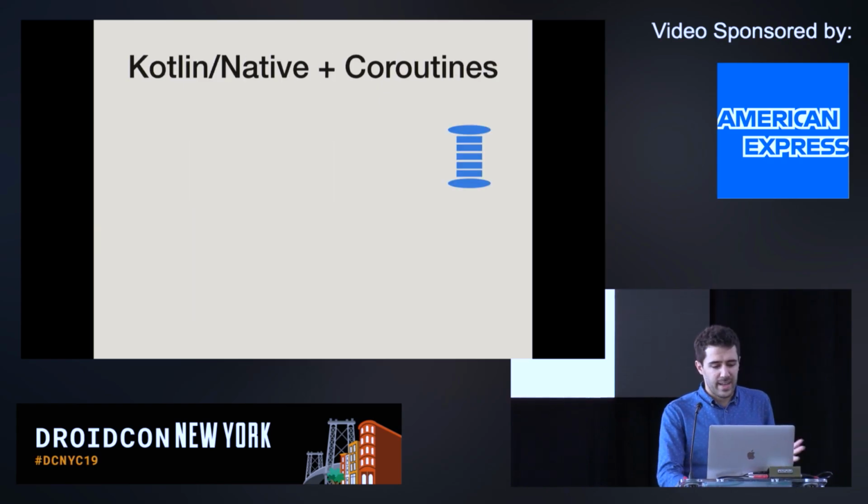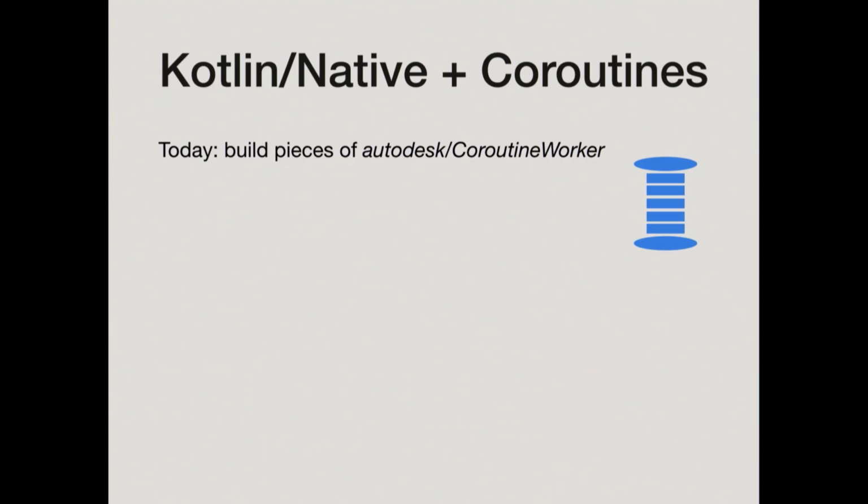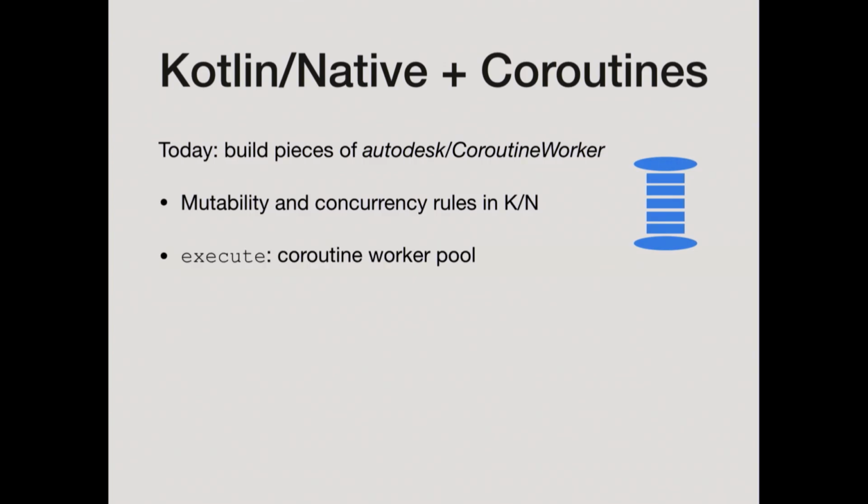So again, today we're going to build these two pieces of Autodesk coroutine worker, so you can see what you actually are and are not boxed into when it comes to Kotlin Native and coroutines. And to start, I first need to go over the mutability and concurrency rules of Kotlin Native, because that's very important to understand to really get into implementing any of this. And once we have a good handle on that, we're going to go into implementing execute, so essentially creating our coroutine worker pool. And then finally, for the grand finale, I guess, we're going to implement perform and wait, which is a bit trickier.